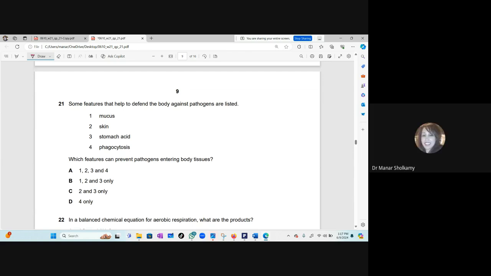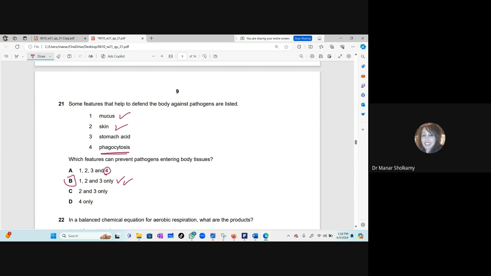Now let's see why not 4. Okay, why not 4? Because phagocytosis is a process, not... What did you say? I did not hear you. Because phagocytosis is a process, not... Well, phagocytosis means that the pathogen already entered the body tissue and the body is trying to defend itself. We want to prevent the pathogen from entering in the first place.